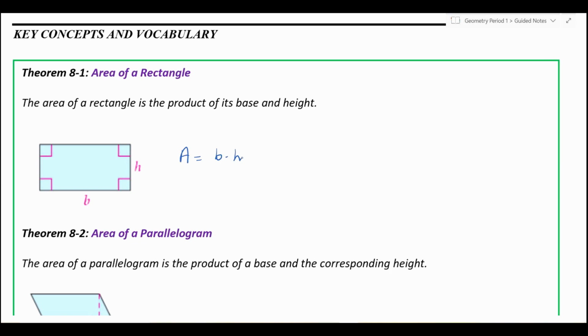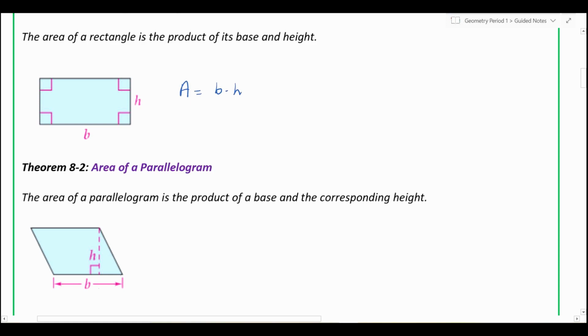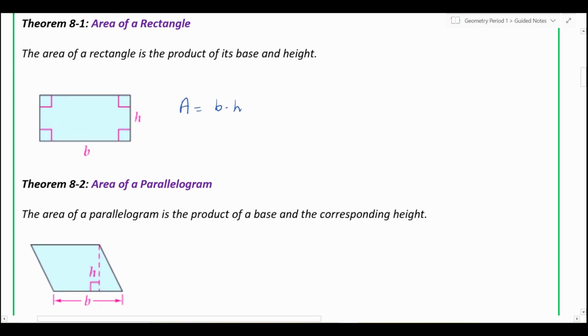Now, since a rectangle is a type of parallelogram, let's take a look at what the formula for a parallelogram looks like. So I'm going to leave the two definitions close by so we can see something. The area of a parallelogram, Theorem 8-2, is the product of a base and the corresponding height. The wording is a little bit different. The formula looks identical. Area equals the base times the height.